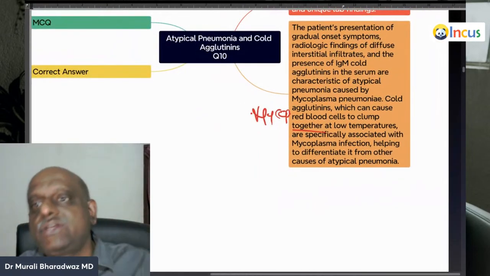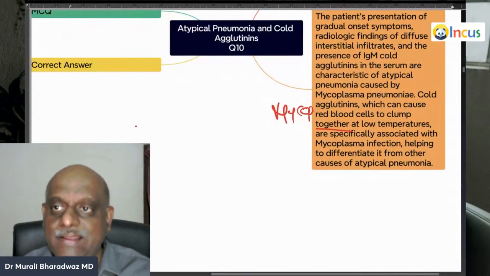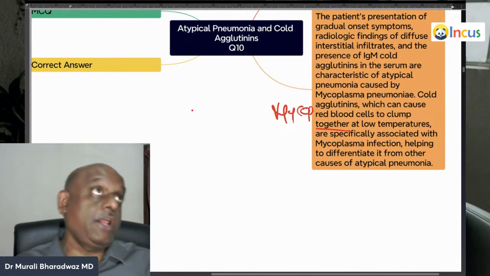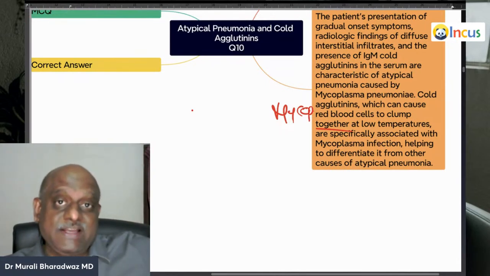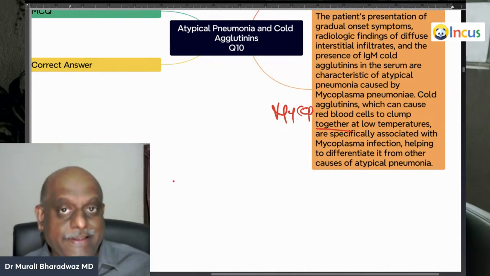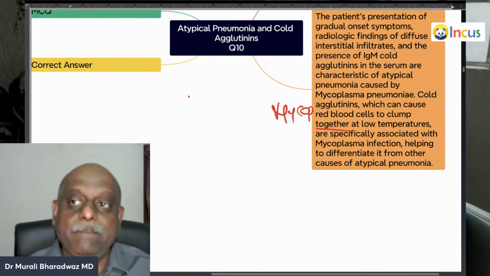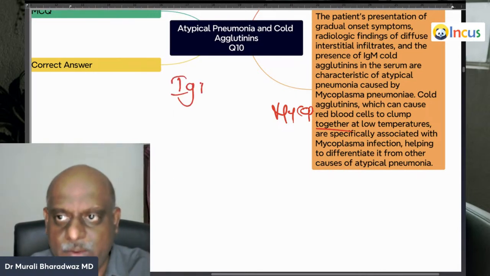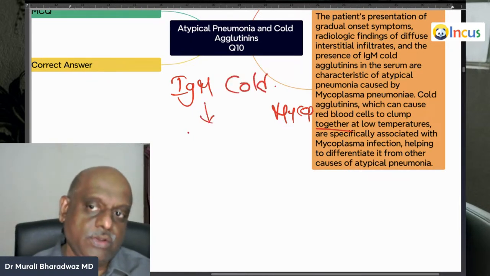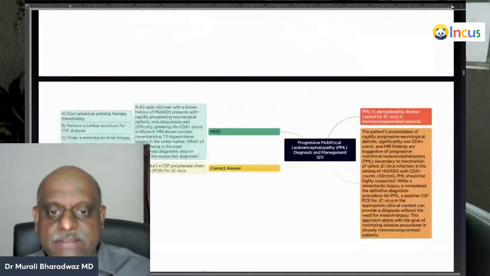There are many other causes of atypical pneumonia. So what is an atypical pneumonia? Clinically, the patient will not be very symptomatic, but radiologically you find a lot of infiltrates. That is called atypical pneumonia. Mycoplasma pneumonia is one of the causes of atypical pneumonia, but only mycoplasma is known to lead to IgM cold agglutinins, leading to the typical clumping of RBCs.